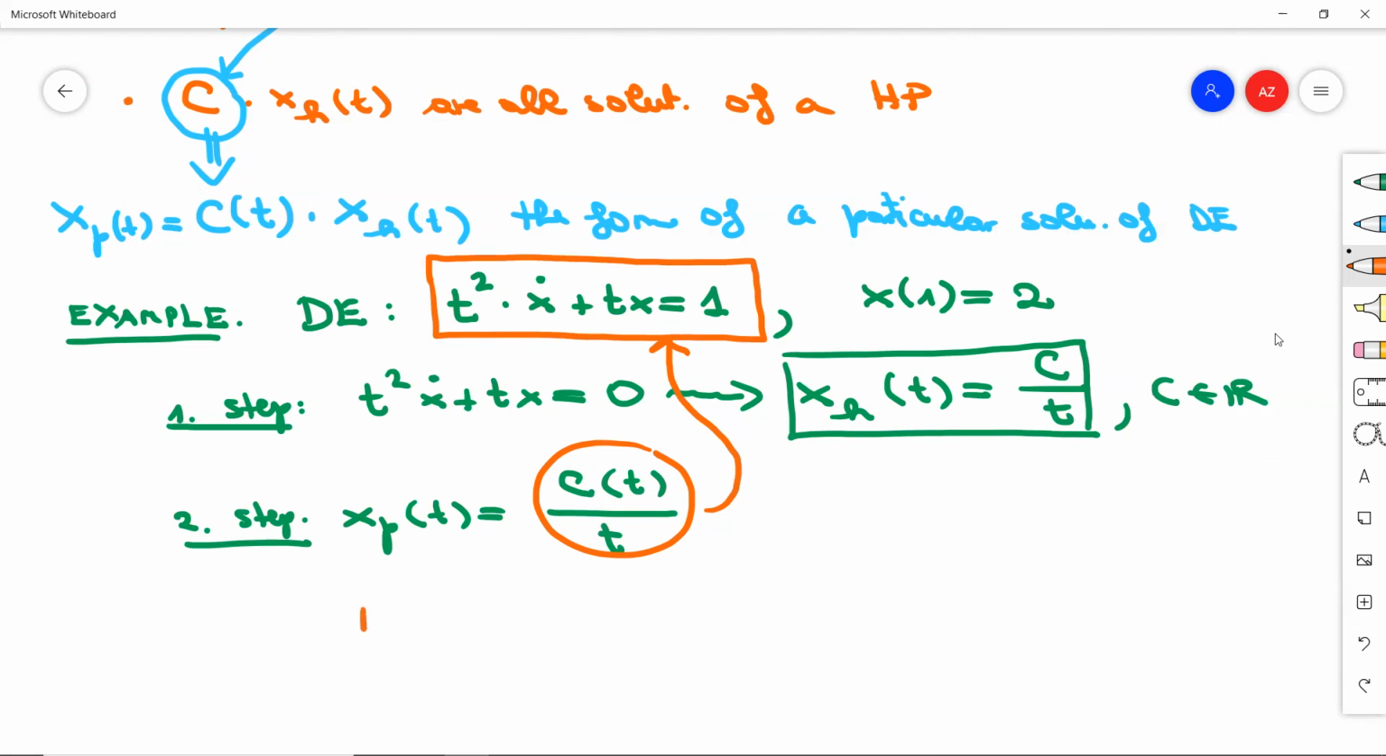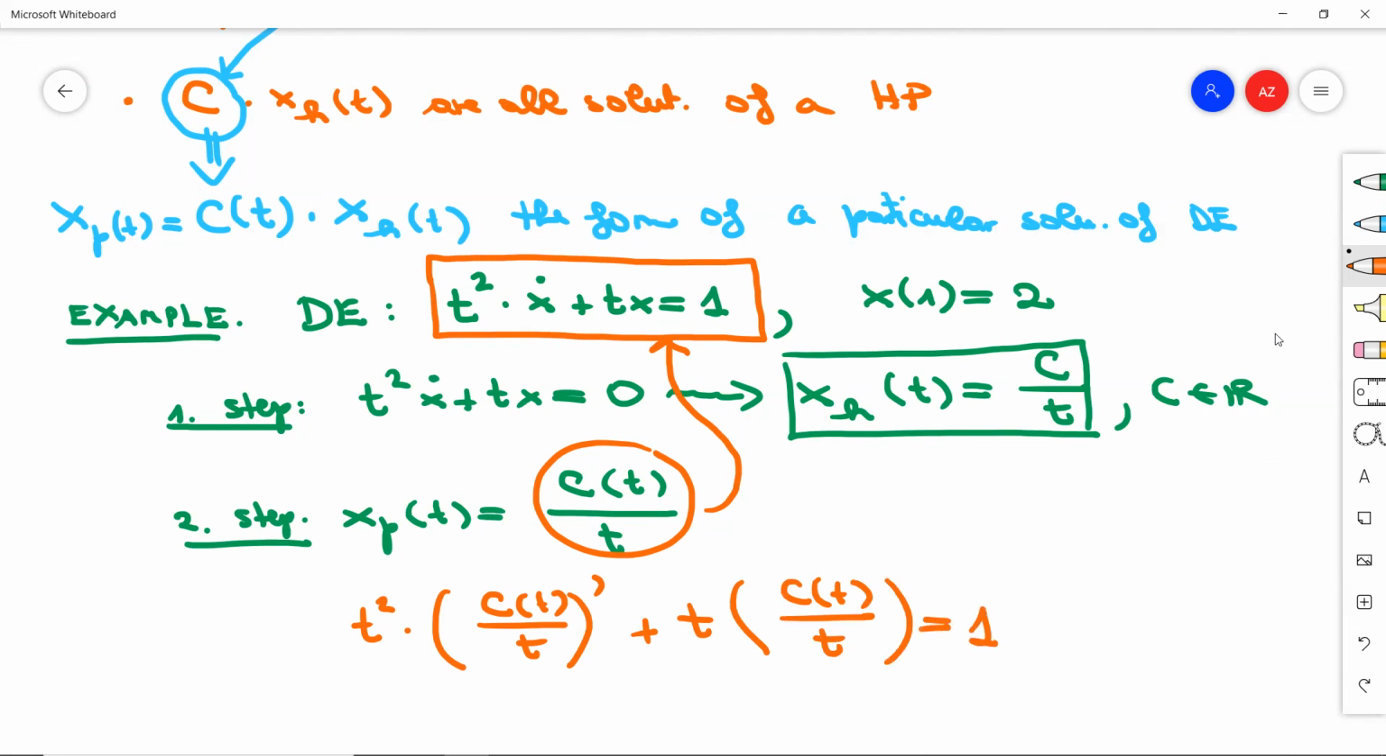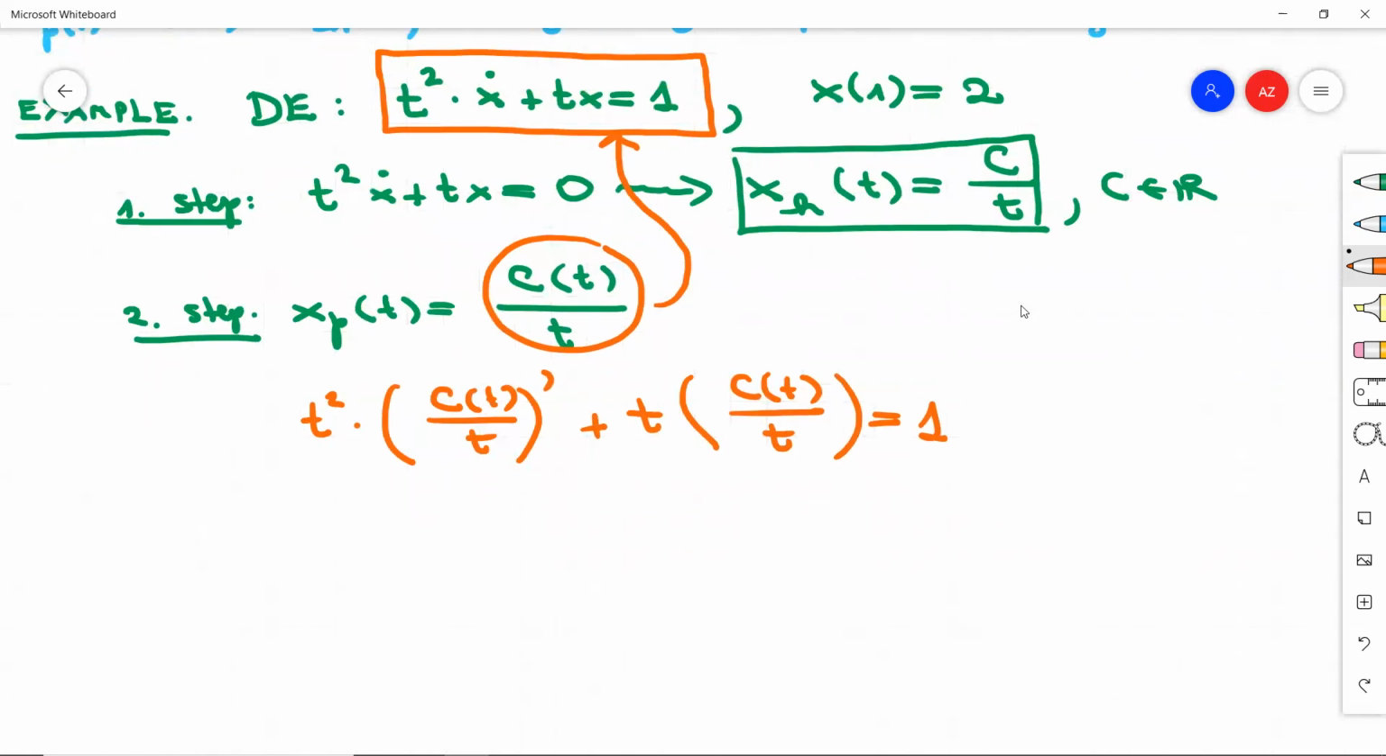So what we get is t squared times the derivative with respect to t of c(t) over t, plus t times c(t) over t is equal to 1. And let's solve for c. So we have t squared times, and now I will use the product rule. I will write this function as c(t) over 1 times 1 over t.